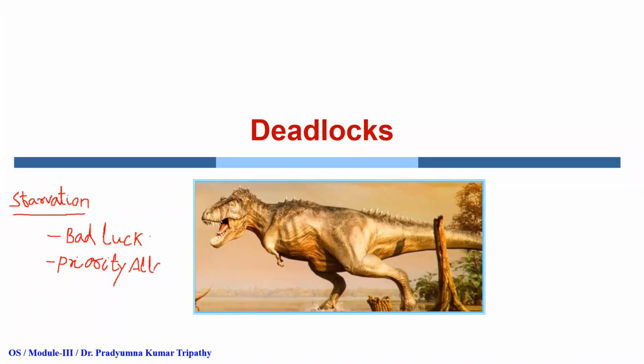Okay, so let me tell you what actually this starvation is. Starvation occurs when a process is denied a resource continuously. When a process is denied a resource continuously, then it is called starvation. Correct? But the process is ready to acquire the resource. Try to understand all of it.